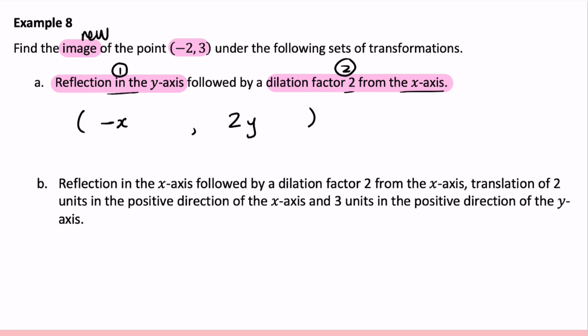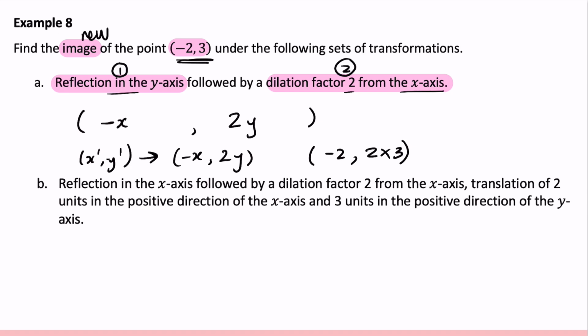Okay, so my coordinates, or the x dash, y dash, is going to be defined as old x times negative, and new y is the old y times 2. And now all I need to do is substitute this point in. So -2 and 2 times 3. And so you can see this -2 and 3, they were our old points. That was the old x and old y. And that is going to give me my new transformed point, -2 and 6.